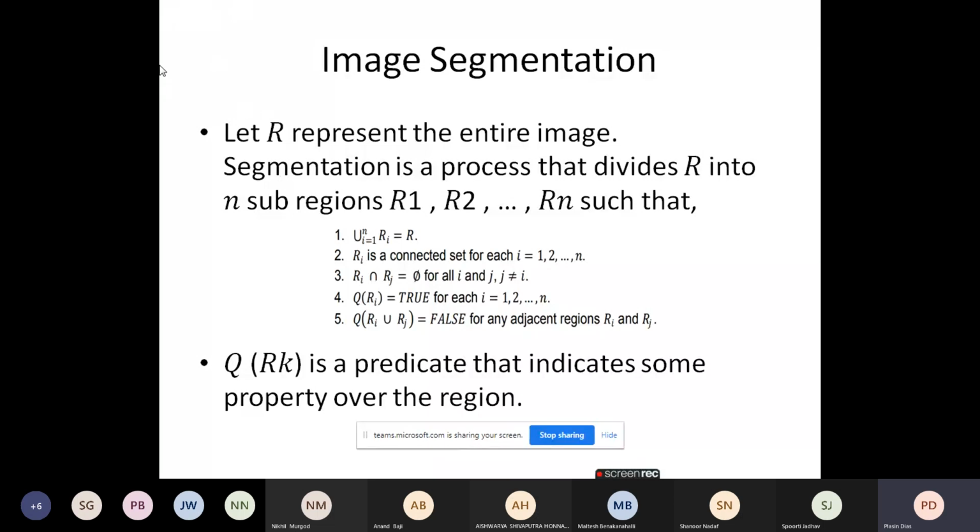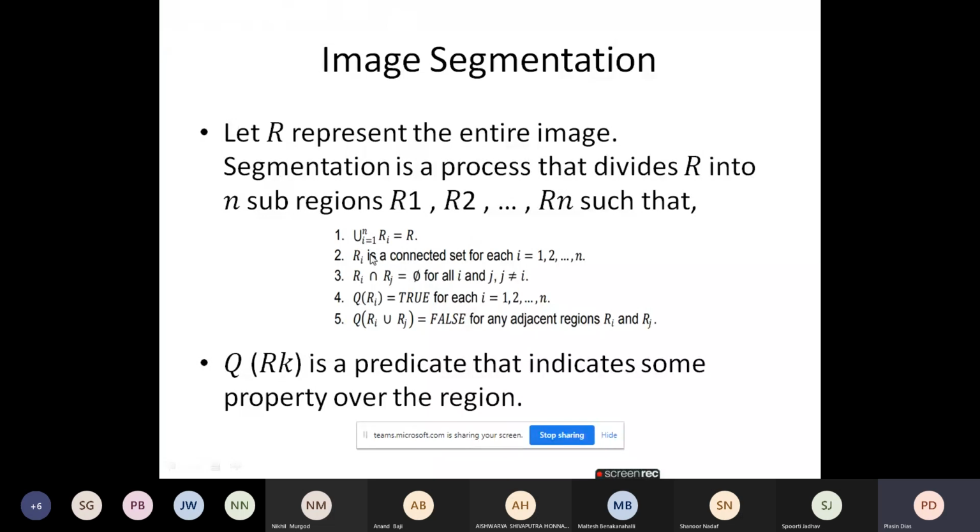Okay, what do you mean by union of Ri for i equal to 1 to n equals R? It should be a complete process. What do you mean by it should be a complete process? It is that every pixel must be in a region. That is a condition. So I'm trying to give you the details of each condition now.